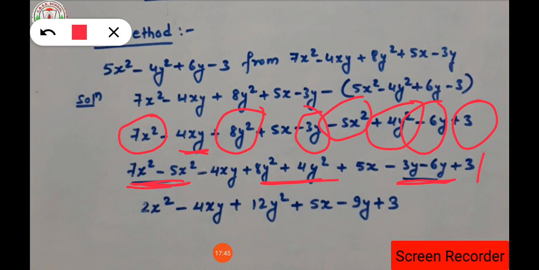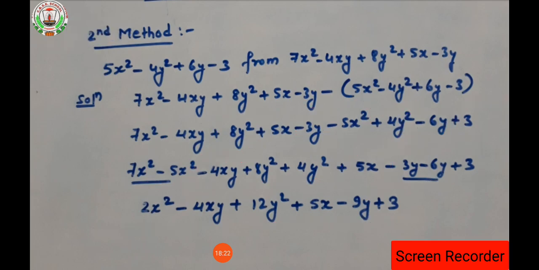So 7x square minus 5x square will be plus 2x square. Then plus 8y square and plus 4y square will be 12y square, and since it does not have any pair, it will remain as it is. Then again it does not have any pair, it will remain as it is. Now minus and minus will become plus, so 6 plus 3 will be 9y, and what about the sign? 6 is greater than 3, and the sign of 6 is minus, so that minus will come in the answer. Then after that, plus 3. Okay, so in this way you can do the solutions.